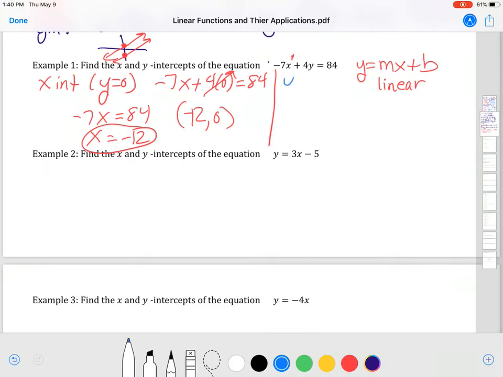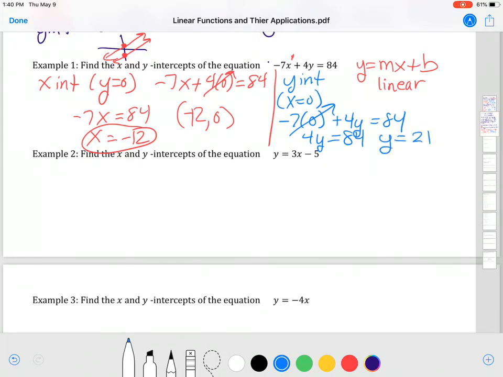Now for the y-intercept, that means I'm plugging in x is 0, and I'm solving for y. Okay, so this disappears because that's 0, and I'm left with 4y is equal to 84. If I divide both sides by 4, I get y is equal to 21. If I write that as an ordered pair, that would be 0, 21. That would be my y-intercept as an ordered pair.